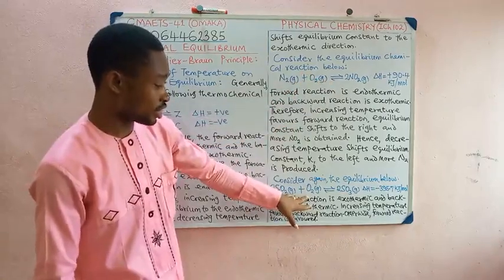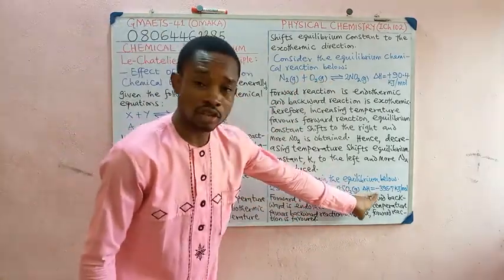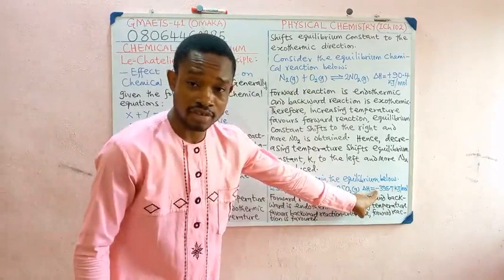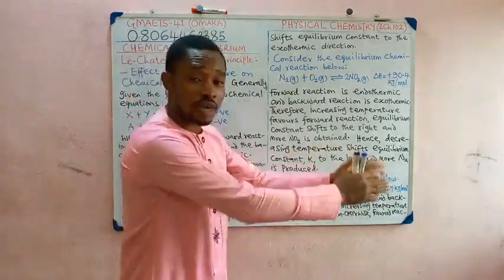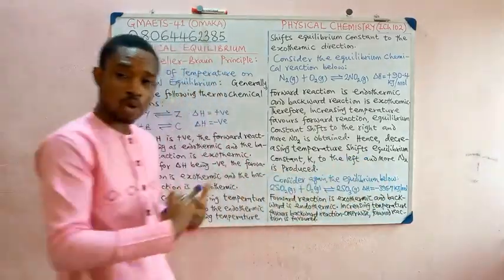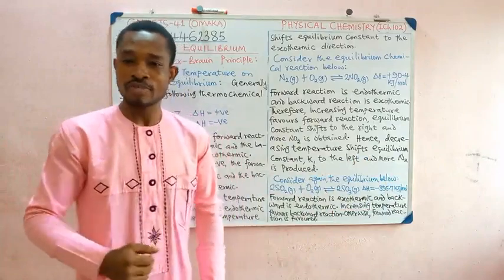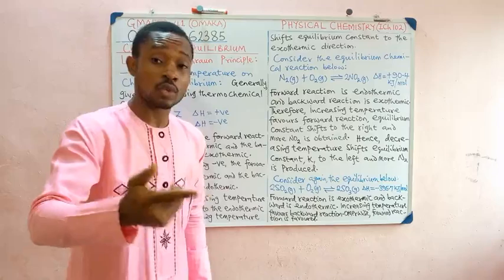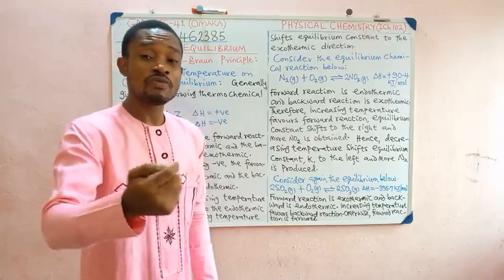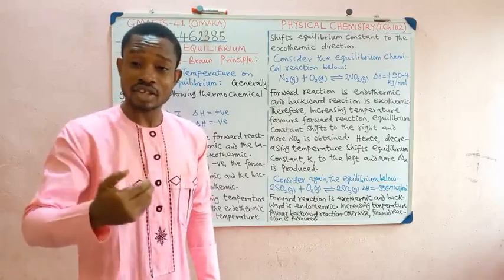Look at this second reaction now. The enthalpy change, is it positive or negative? It's negative, is that not so? Which means in the forward direction it is exothermic, in the backward direction it is what? Endothermic. Now let us see what temperature does. If you increase temperature, we stated generally that it will favor the endothermic direction, is that not so?